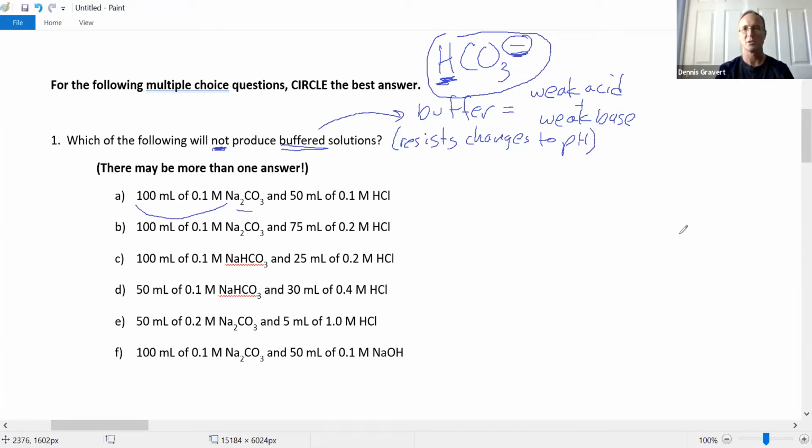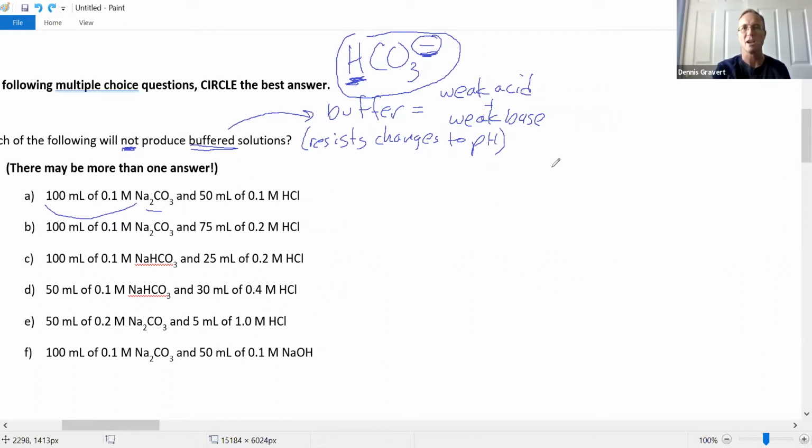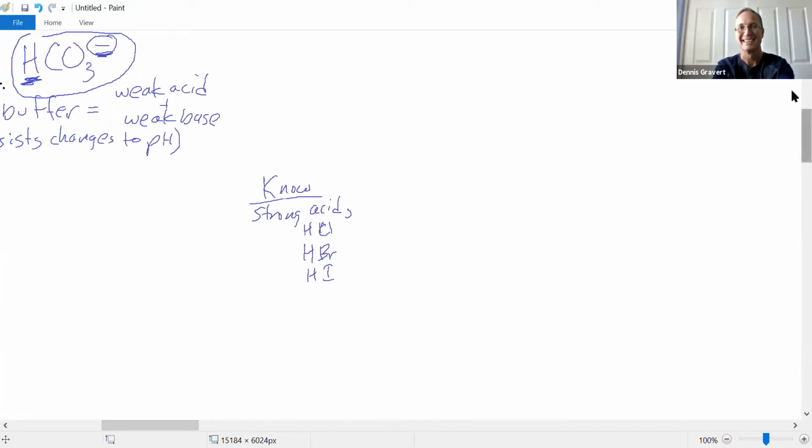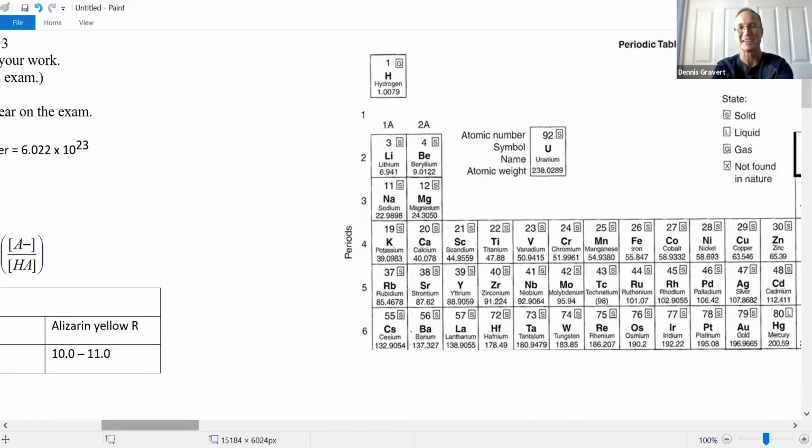Well, what you should do is know some things about some acids and some bases. So let's list those. Things you should know, things you need to memorize. You should know the strong acids. And they are the halides, not fluorine. Fluorine's a weak acid when it's combined with H. So HCl, HBr, HI, and you get a periodic table. At least I think you do. Where'd it go? There it is. Yes, you do. You get a periodic table on the exam.